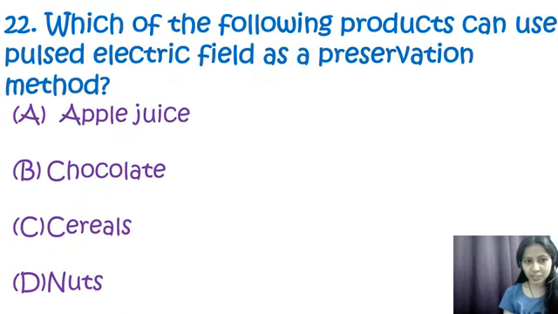So question number 22. Which of the following product can be used in the pulsed electric field as a preservation method? So options are apple juice, chocolate, cereals, and nuts. So over here the most appropriate answer is apple juice. So pulsed electric field, that is PEF processing, it is a non-thermal method of preserving the food quality and extending the storage duration of the food items such as apple juices. So over here the correct answer is option number A, that is apple juice.